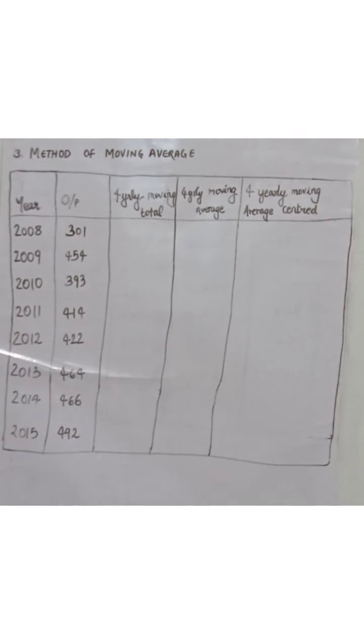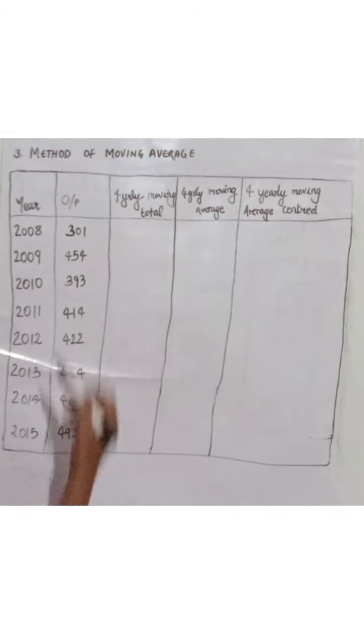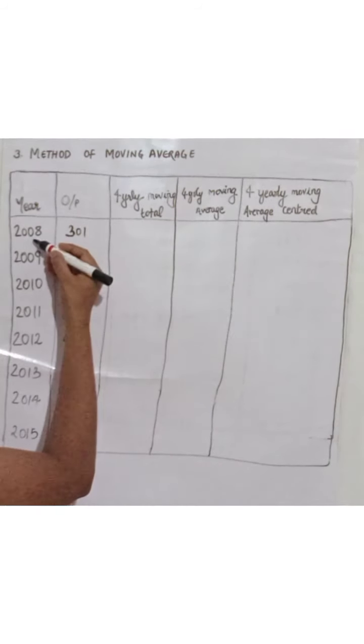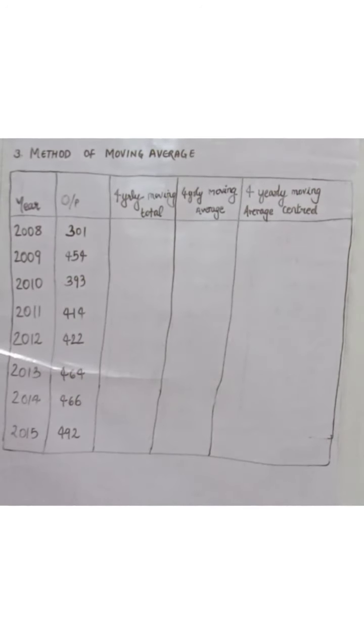Now for finding the solution, we need to write this down in a tabular form. So here the output, then we have to find the 4-yearly moving average. To find the average, the total must be known. So the first column we make will be the 4-yearly moving total. Then the 4-yearly moving average. The last column will be the 4-yearly moving average centered.